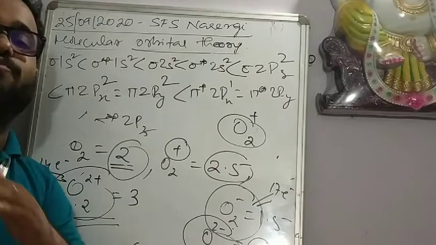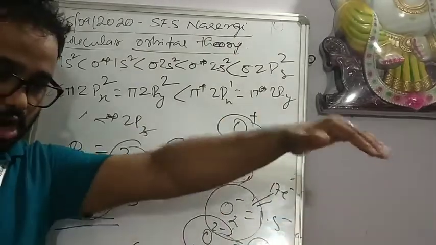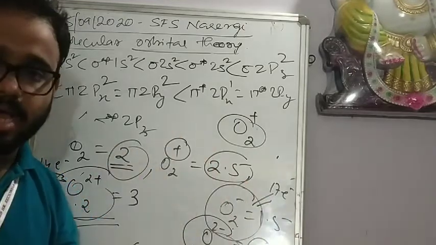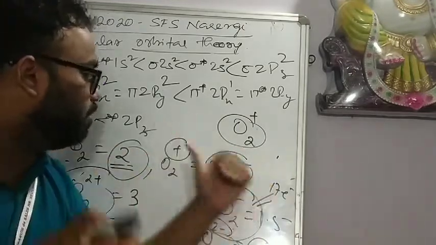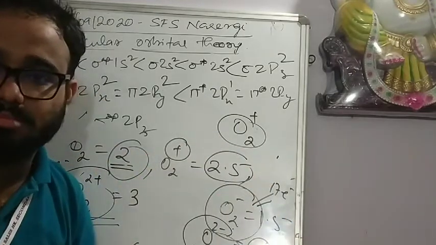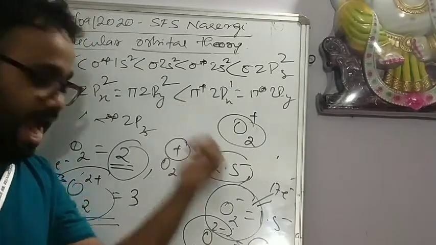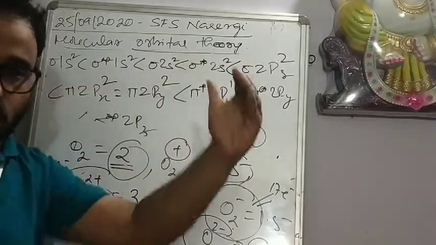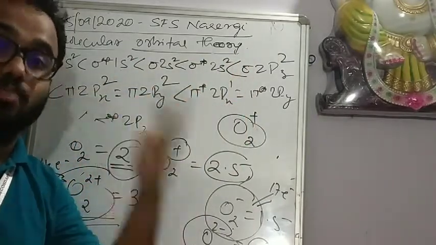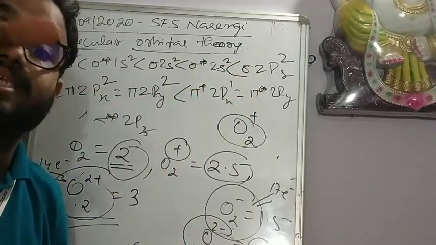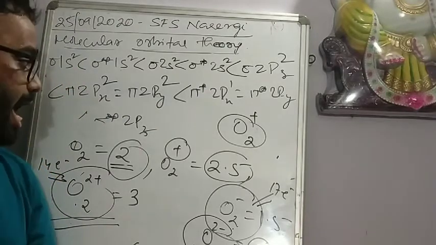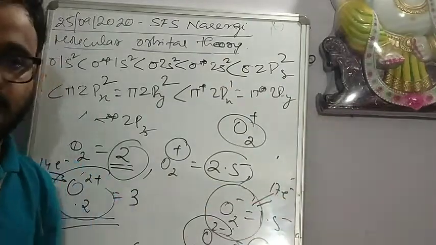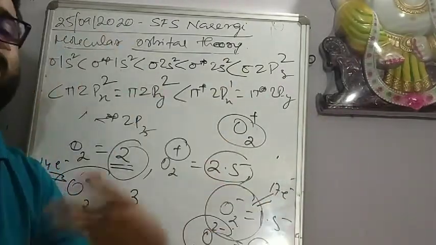So in this way we fill up the orbitals. Bond order is half into Nb minus Na, the number of electrons in bonding minus the number of electrons in anti-bonding. Clear? If bond order is more, stability is more, enthalpy is more, and bond length is less. And if there is only one unpaired electron, it is paramagnetic. And if all are paired, it is diamagnetic.